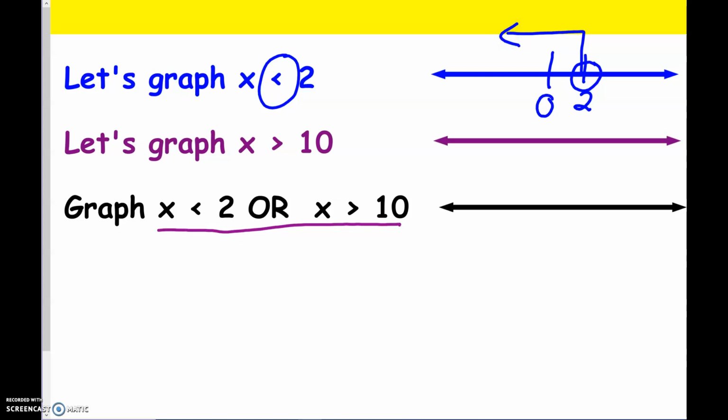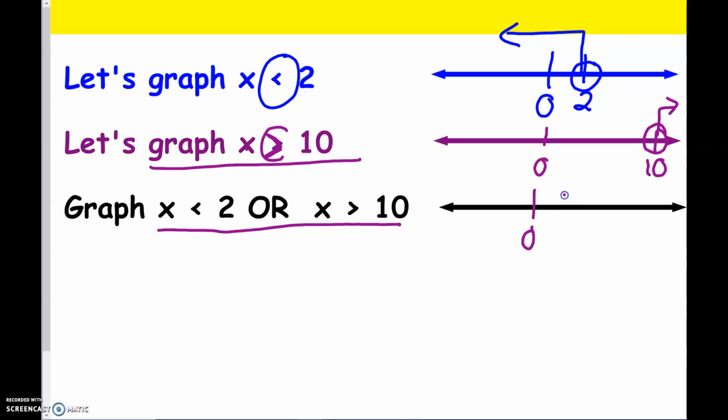Now if we look at the next one, let's graph y is greater than 10, so we're going to start at 10. So again, I have 0 and 2, so 10 is going to be down further here. It's going to be an open circle, and now it says any number greater than 10, and greater goes this way. Now what they're doing in the last one is they're just putting both of them on the same line.